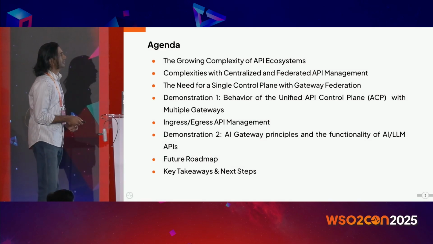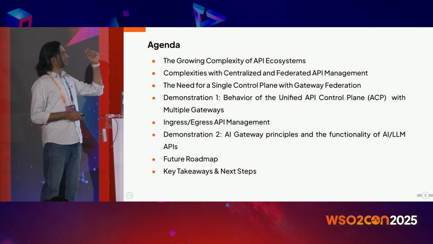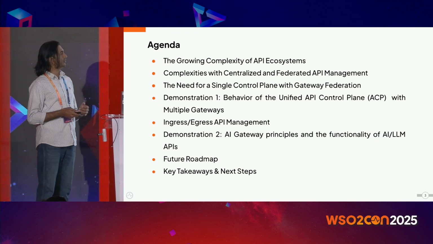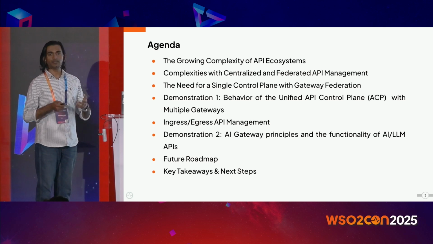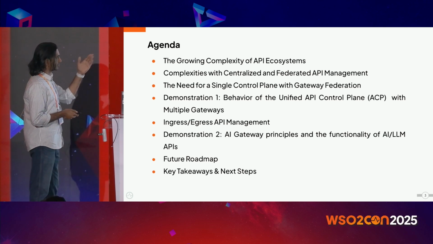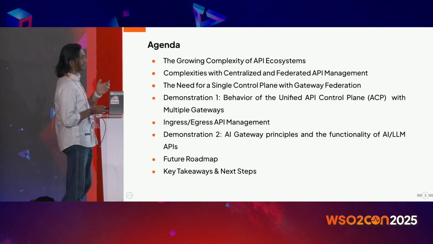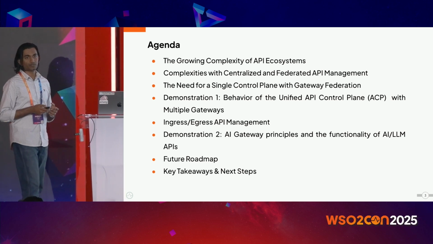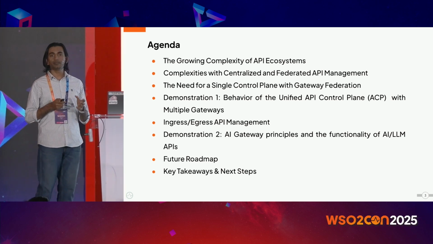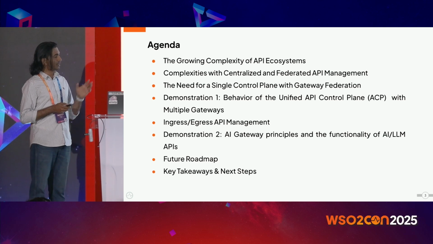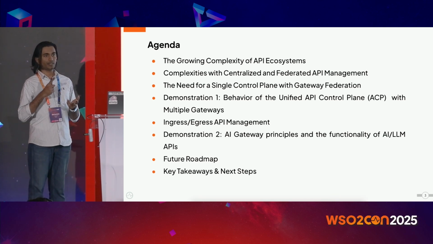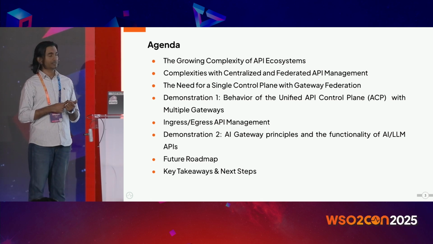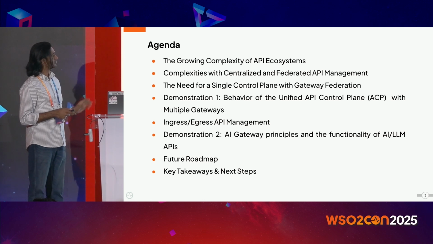Then we will discuss the requirement of having a single control plane plus a federated gateway architecture, where we can have multiple gateways from different gateway providers. Then we will have a demonstration, where we explain how you can plug in a unified control plane, basically the WSO2 API Manager control plane, and how you can connect multiple different API gateways. In this lab, I will show you how you can connect an AWS gateway and a Solace broker, as well as different WSO2 API gateways. We'll cover that part with demo one.